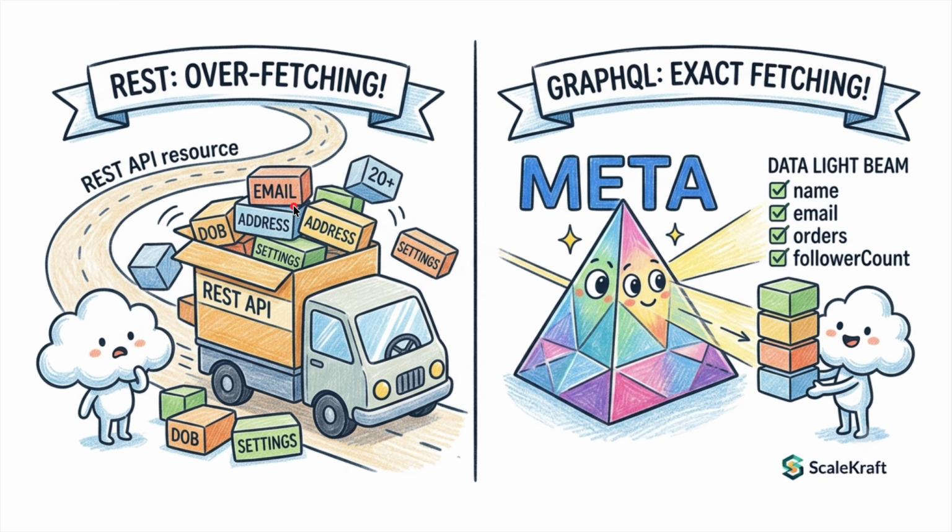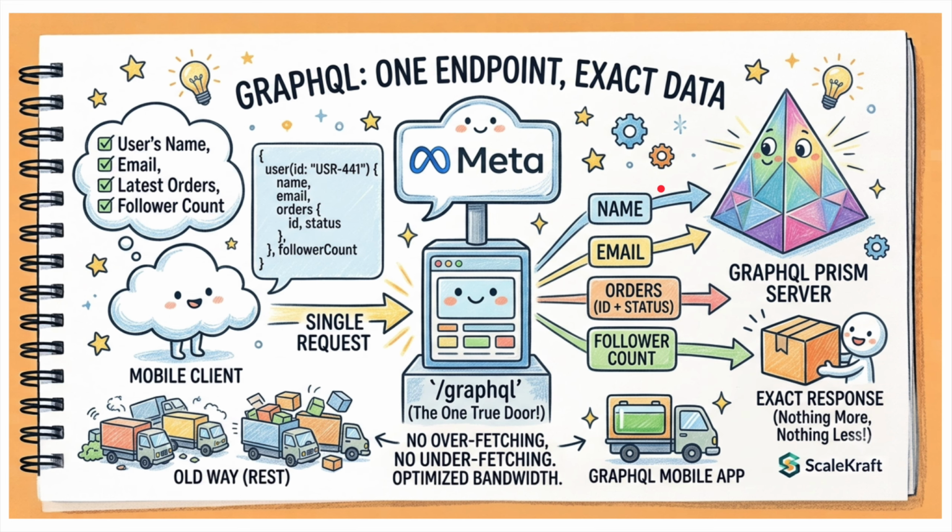Imagine you are building an Instagram. You only need username, profile picture, and followers. But the REST API returns email, address, date of birth, login, and 20 more fields. You need 3 fields, right? You receive 25. This is called overfetching. The opposite also happens. You call one API for user details and another for followers, for comments, for posts. Now you made 4 network requests. Now that's underfetching. And that's exactly why GraphQL was invented.